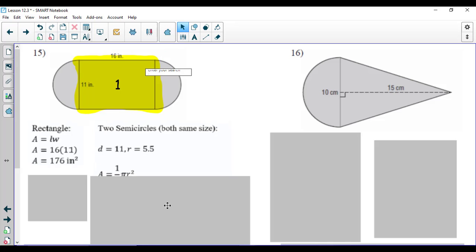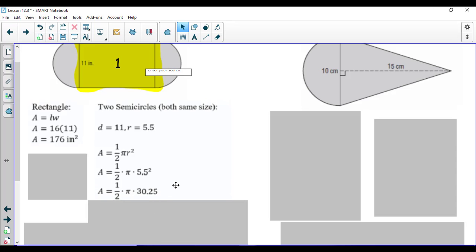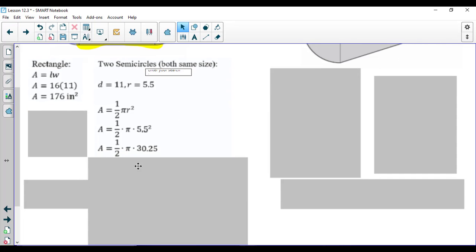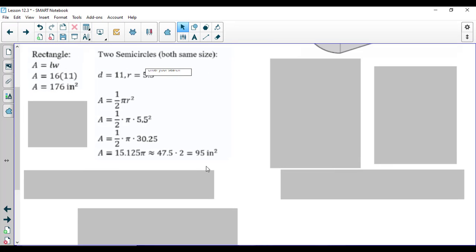So if we find the area of the semicircle, we'll do half pi r squared, replacing r with 5.5. So we have half times pi times 5.5 squared. 5.5 squared is 30.25. Half of 30.25 is 15.125. So if we want to write our answer in terms of pi, we'll have 15.125 pi, which is about 47.5.